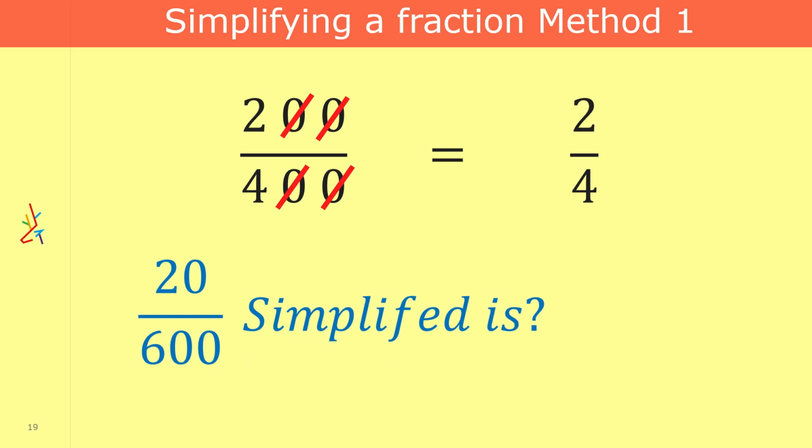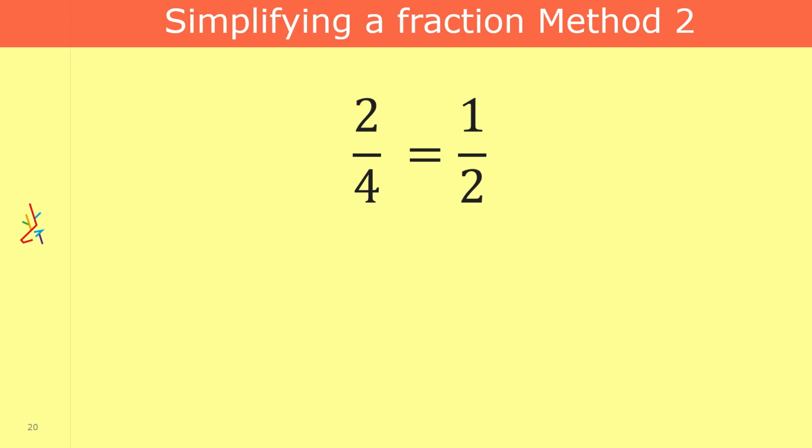This one has got slightly different number of zeros, so you've only got one zero on the top and two zeros on the bottom, and that becomes 2 over 60 because you can only take one zero from the top and one zero from the bottom. So that's a way of eliminating zeros that were on the end of numbers for fractions.